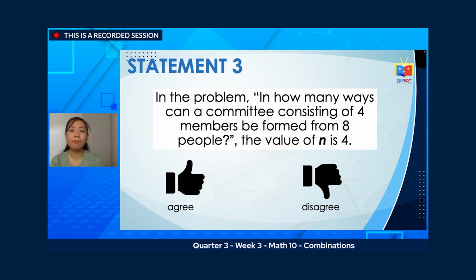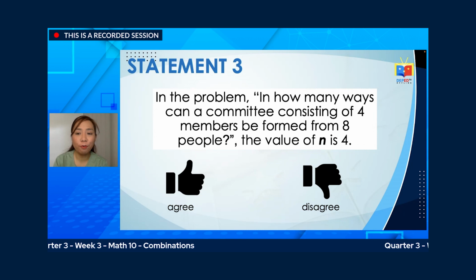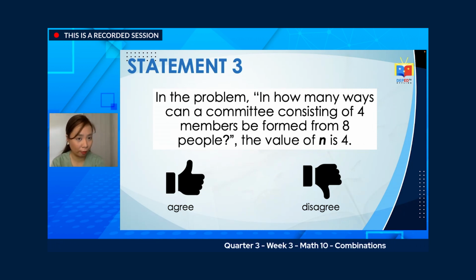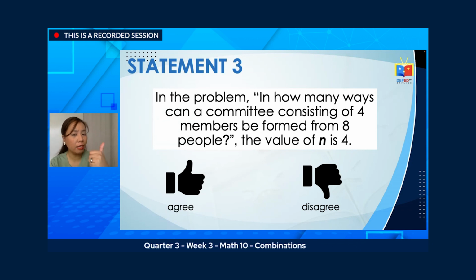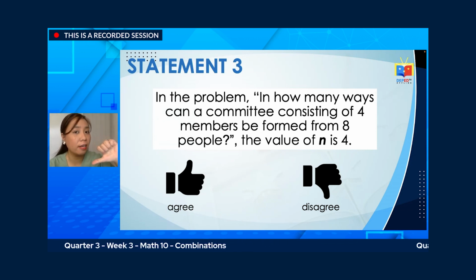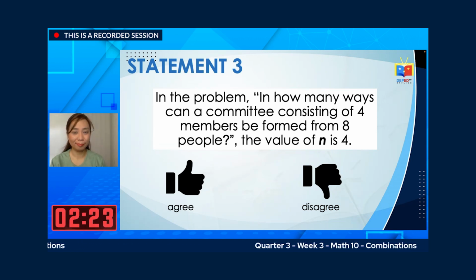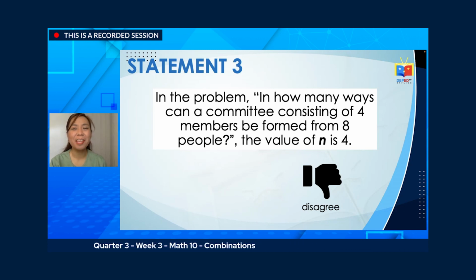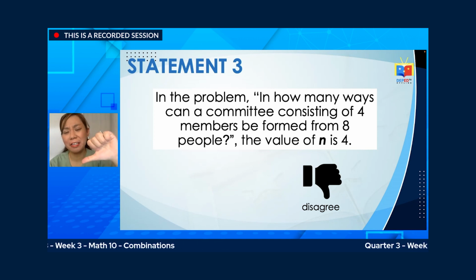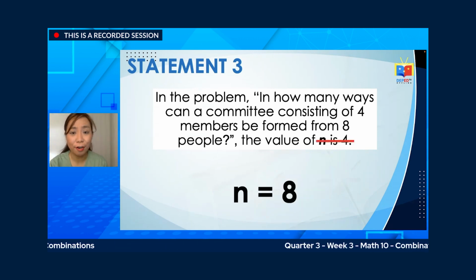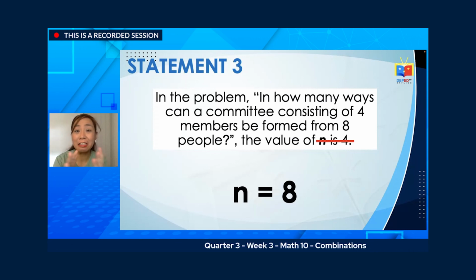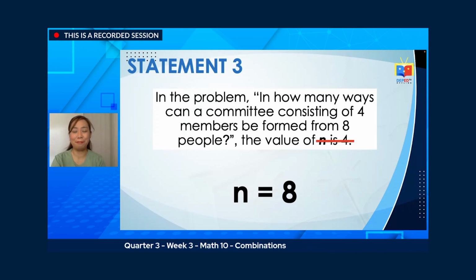In the problem, in how many ways can a committee consisting of 4 members be formed from 8 people? The value of n is 4. Do you agree or disagree that n is 4? Go. And the answer is, good job! It's disagree. Here n is not 4, but it's 8. It's the total number of objects that we have.